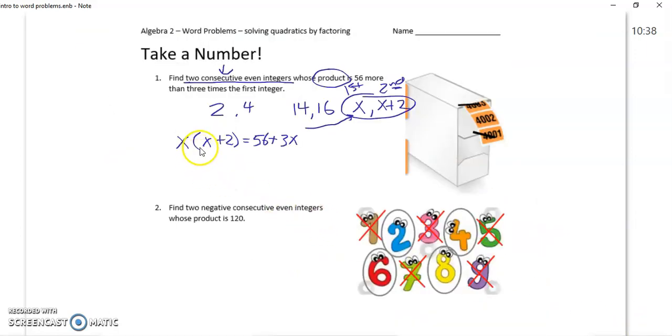But let me go back to this one. Setting this to 0 requires me first to use the distributive property on this side, so I get x squared plus 2x equals 56 plus 3x. Now I can set it to 0 because I've broken up those parentheses. So I'm going to subtract 56 from both sides, and I'm going to subtract 3x. I'll do 2 steps at once. 3x goes with that like term. So I've got x squared, and minus that 1x, and minus 56, and that equals 0.